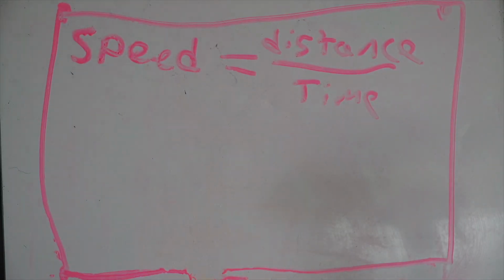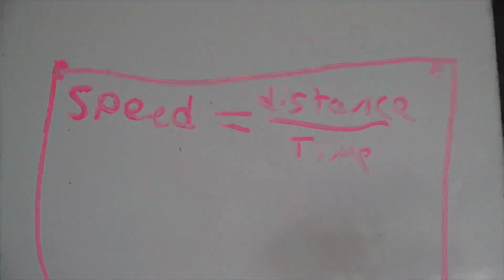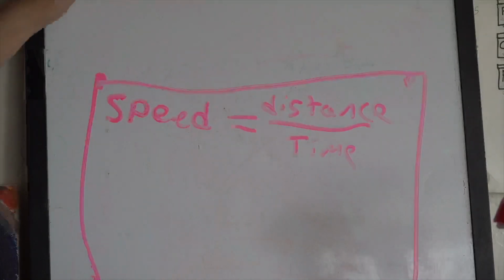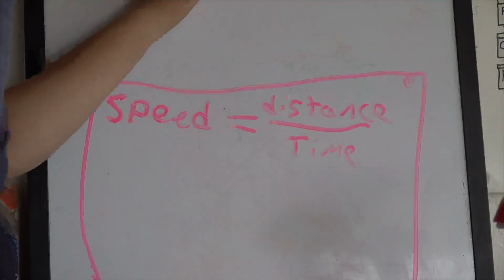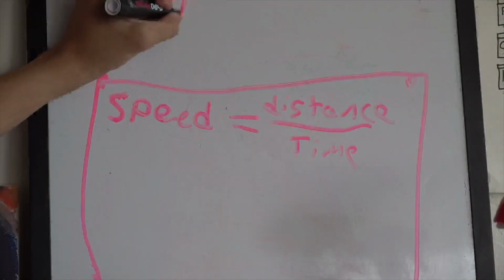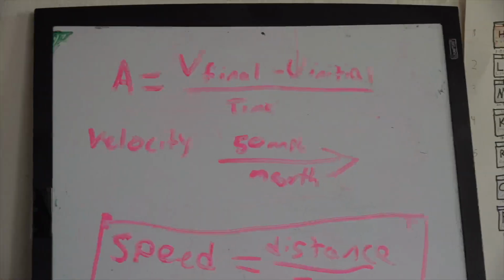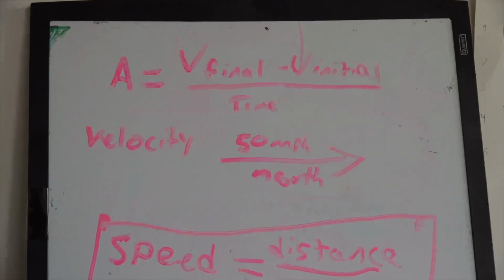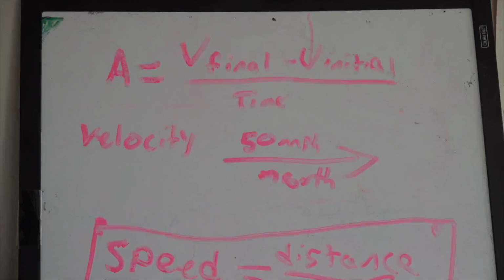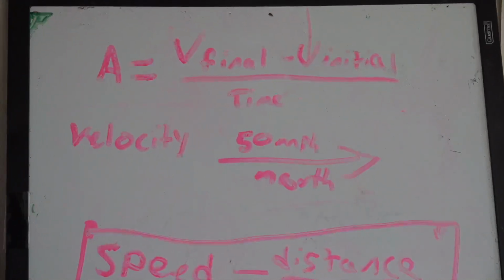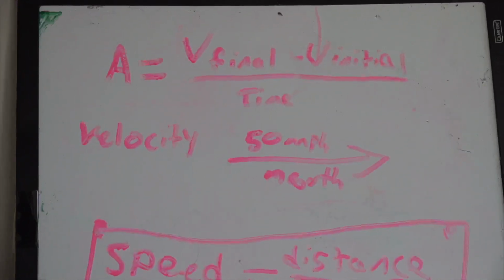Speed was the most basic grasp of motion, but then we get on to velocity. Velocity is speed with a direction. So it's getting more specific. Let's say 50 miles per hour north or east or west or south. That's what velocity would be. Velocity would be speed with a direction, and you're specifying the direction.